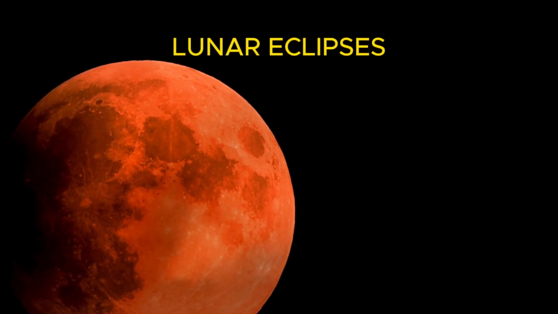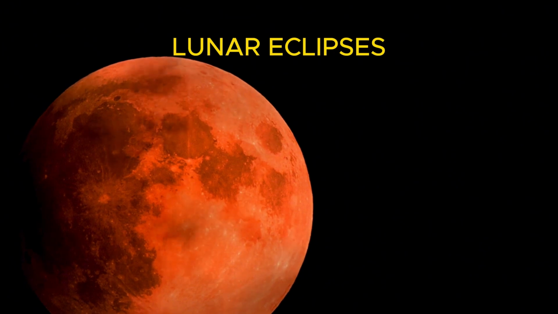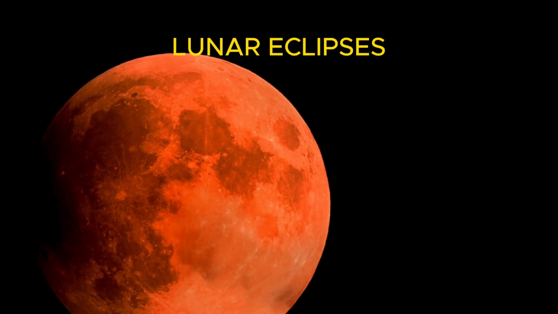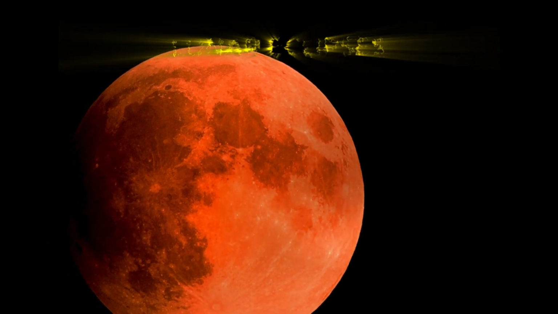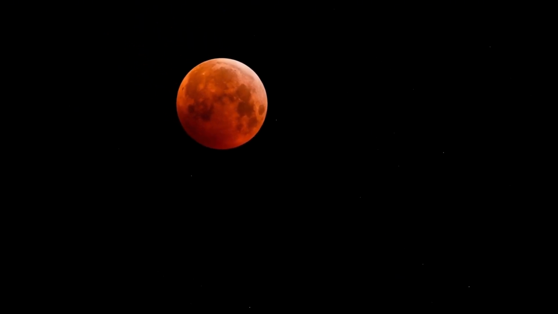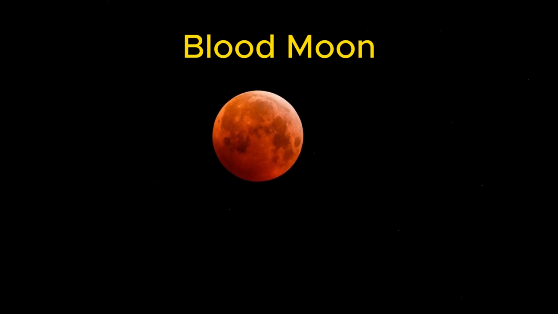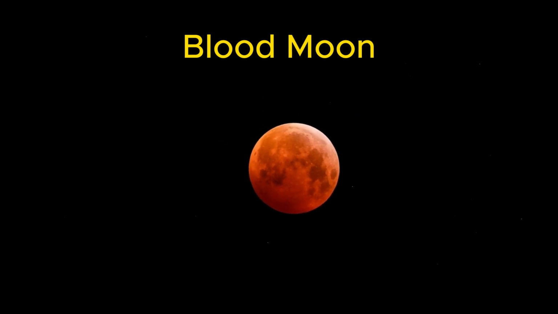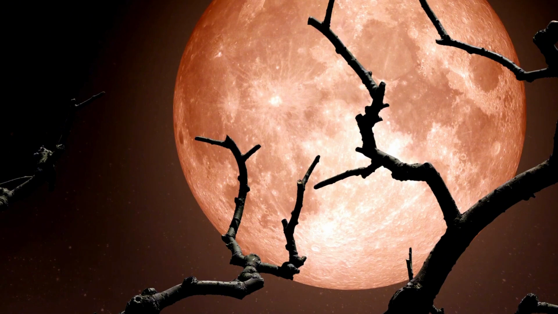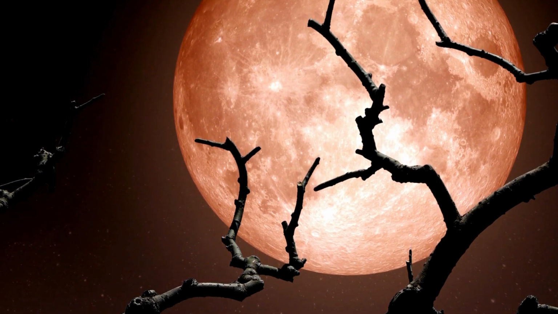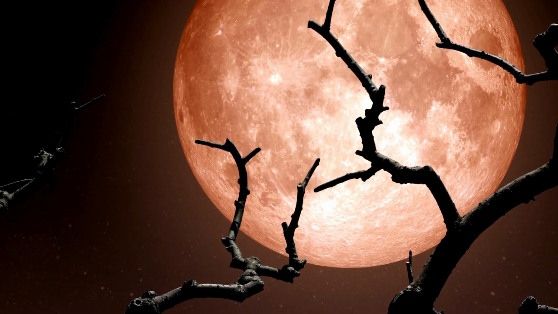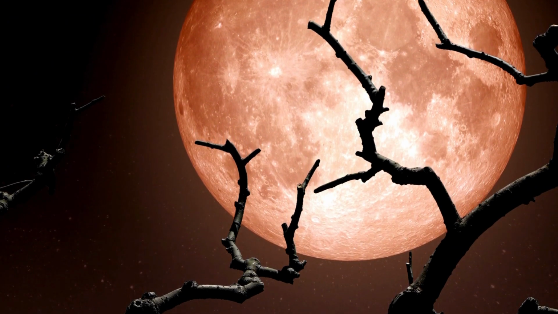Lunar eclipses. Sometimes the moon turns red. That's a lunar eclipse. A lunar eclipse happens when Earth moves between the sun and the moon. Earth's shadow falls on the moon. When the moon passes fully into Earth's shadow, it can glow red. That's called a blood moon. Unlike solar eclipses, lunar eclipses are safe to watch. So next time one happens, grab a blanket and enjoy the show.